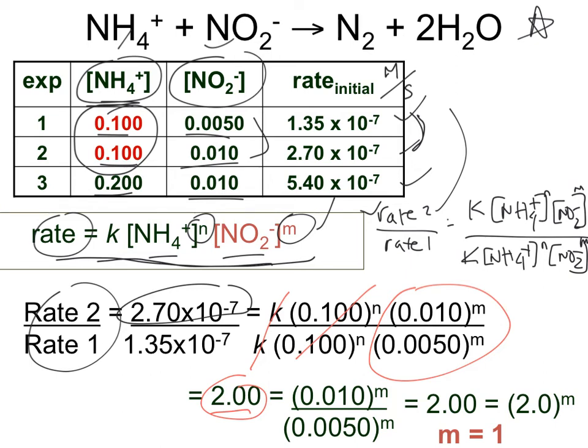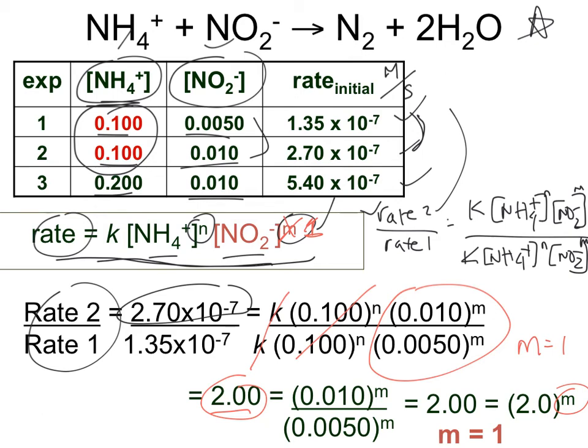So 2 to the M power is equal to 2. In order for that to be true, M has to be 1. So in this case, I have now found out that M equals 1. If I go back and rewrite my rate law, I now know that my M value is actually a 1. You can write it as 1, or you can just leave it blank without the variable, and the assumption there is that you have a 1.